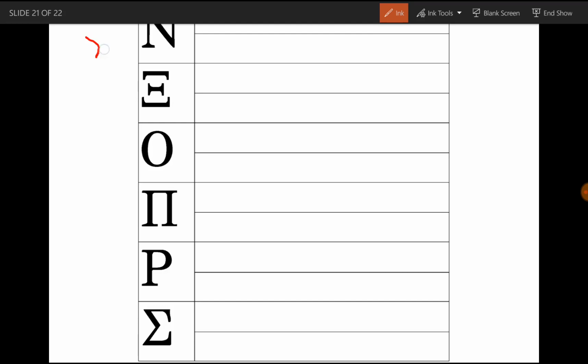The nu, this is the small nu. The capital nu looks just like a capital N. So draw it like a capital N.